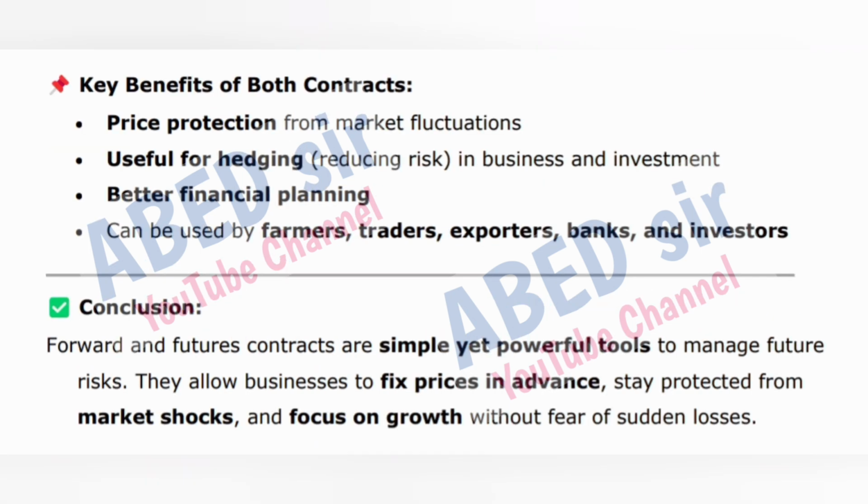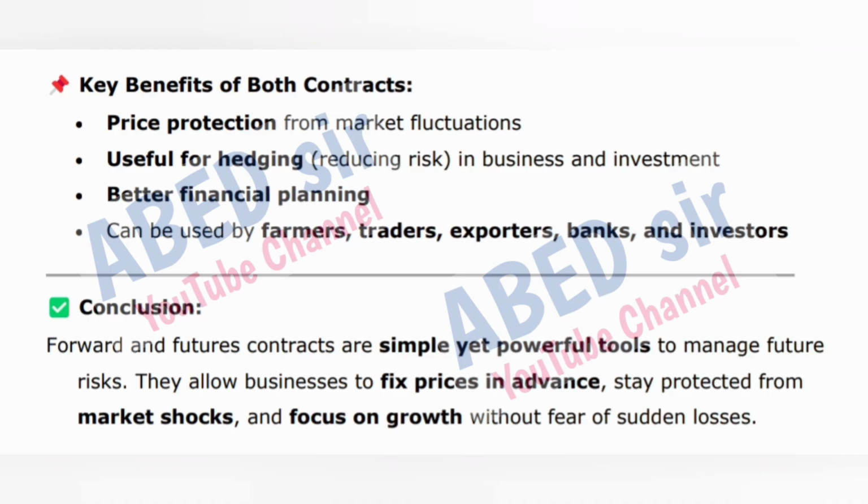Key benefits of both contracts. Price protection from market fluctuations. Useful for hedging, reducing risk in business and investment. Better financial planning. Can be used by farmers, traders, exporters, banks, and investors.